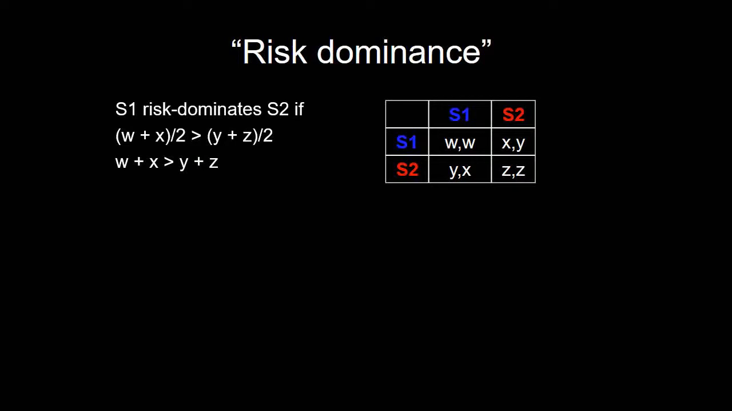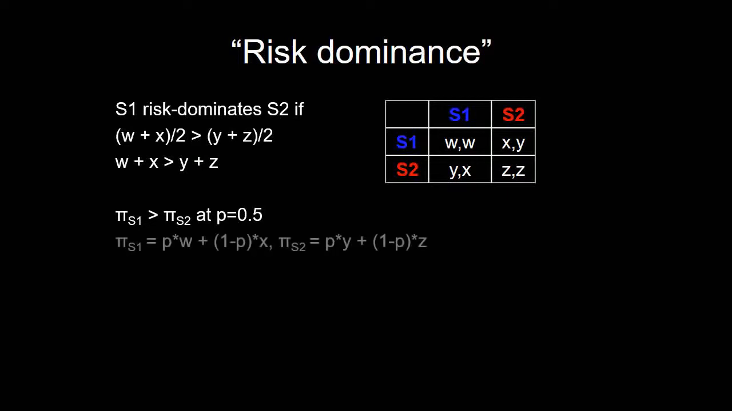For simplicity, we can just ignore it and say, if you sum across the row for strategy 1 and you sum across the row for strategy 2, who's doing better? If you think about the calculation that underlies the question of which payoff is higher when the population is at 0.5, the expected payoff of strategy 1 for any given makeup of the population is: with probability P, you play against strategy 1 and get W. With probability 1 minus P, you play against strategy 2 and get X. And for strategy 2, with probability P, you play against strategy 1 and get Y.